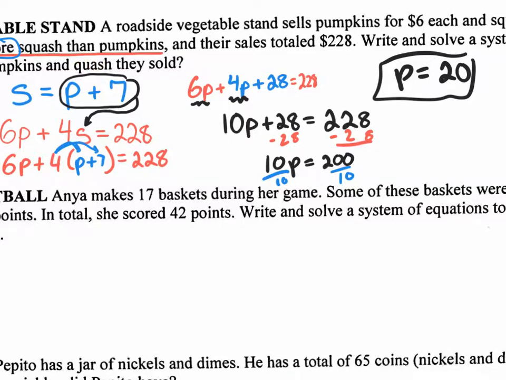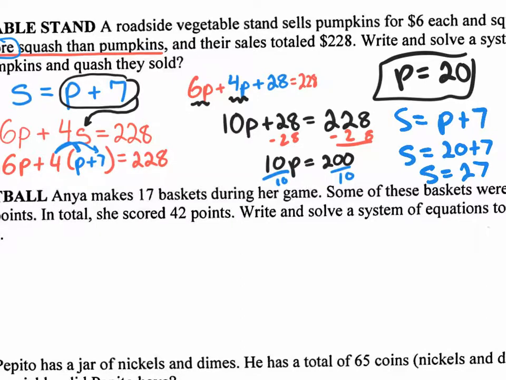All right. Anyway, if we want the other one, all you have to do is substitute the 20 back in. So remember, whatever pumpkins were sold, we already know that 7 more squash were sold. So if I plug in the 20 right in here, it'll be S equals 20 plus 7, which is 27. Let me actually write it. S equals pumpkin plus 7. So you really have S equals 20 plus 7, which means S equals 27.